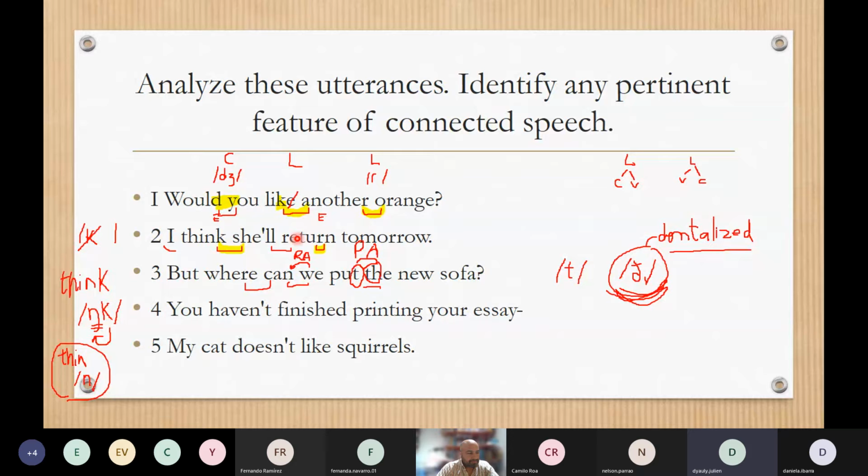Teacher? Yes, ma'am? Depending on the speaker, how are you going to evaluate this? Grade this? How am I going to evaluate what? Sorry, these features, if it depends on the speaker. That's a very good question. That's a very, very good question.